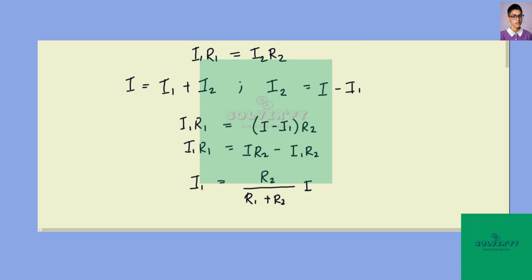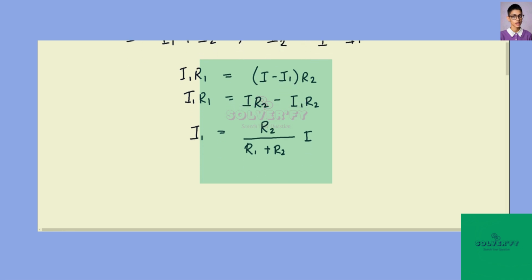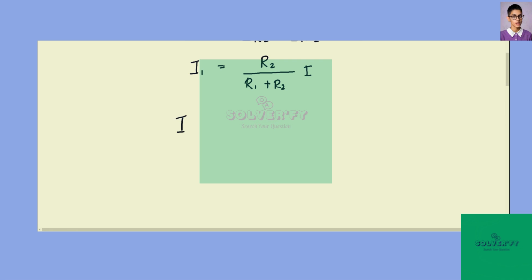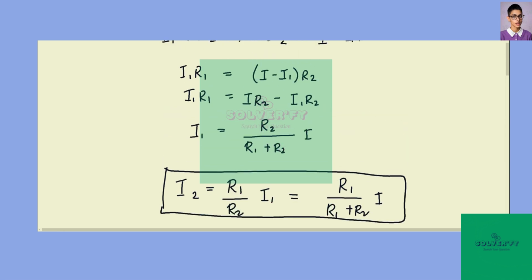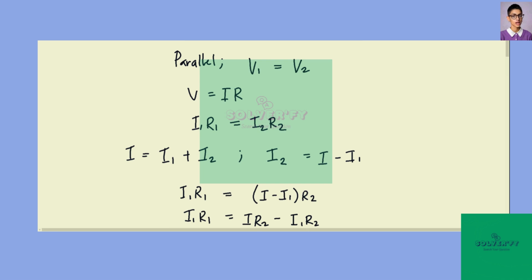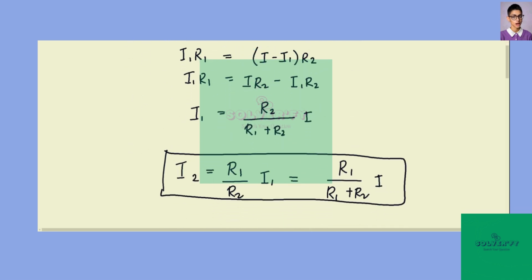So using the results together, where I1 R1 equals I2 R2, and substituting this, we have I2 is equal to R1 divided by R2 times I1, which is also equal to R1 divided by R1 plus R2 times I. So this is the relationship between the resistance and the current based on the parallel circuit, where the potential difference is just equal.